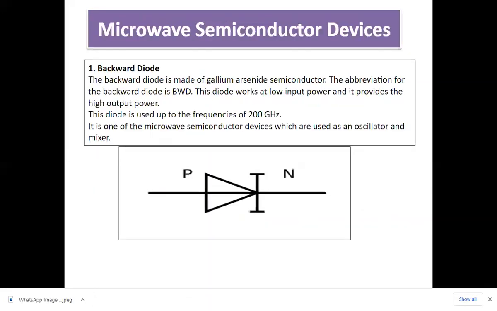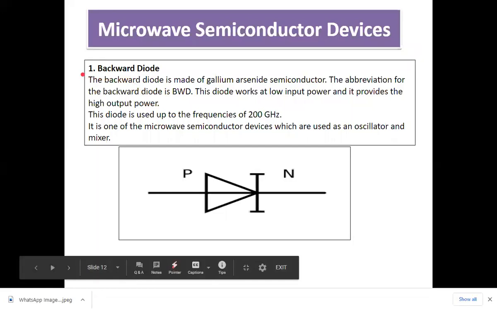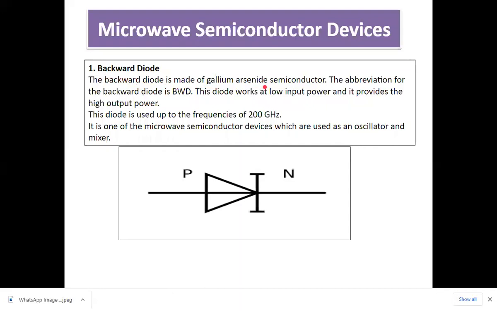Now we come to the next topic, microwave semiconductor devices. Backward diode. The backward diode is made of gallium arsenide semiconductor. The abbreviation for the backward diode is BWD. This diode works at low input power and it provides high output power. This diode is used up to frequencies of 2 GHz. It is one of the microwave semiconductor devices which are used as an oscillator and mixer. The symbol is shown here.